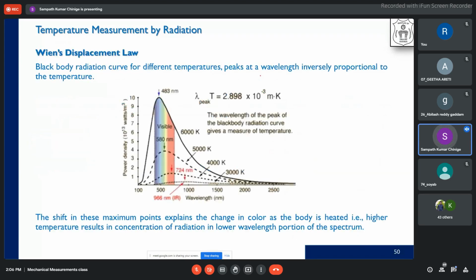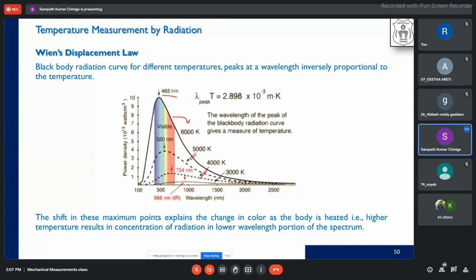The next one is we are also having Wien's displacement law. So this law will show you the emissive power or power density with respect to wavelength at different temperatures. As the temperature of the body goes on increasing, you can see here this is 3000 Kelvin, this is 4000 Kelvin, this is 5000 Kelvin, and this is around 6000 Kelvin. You can see here the maximum value we have got is for a wavelength of 483 nanometers.